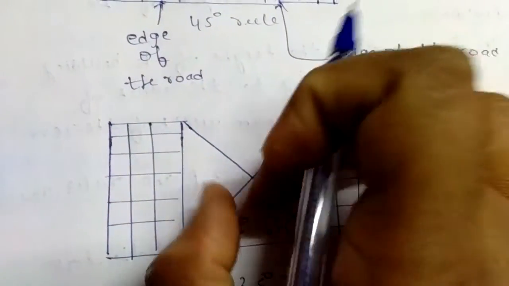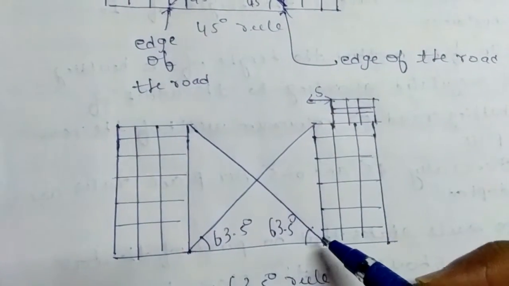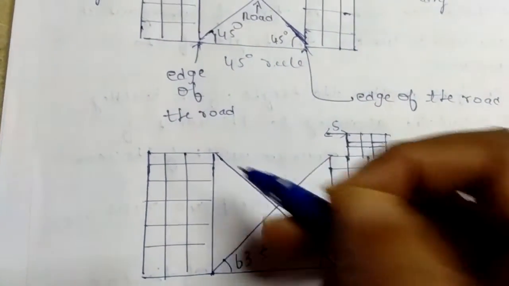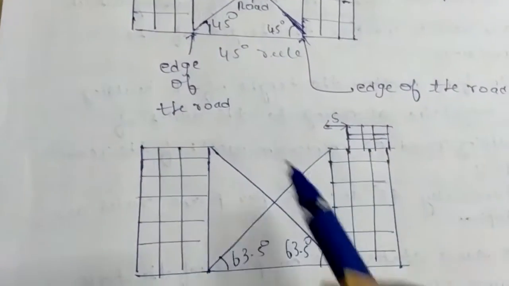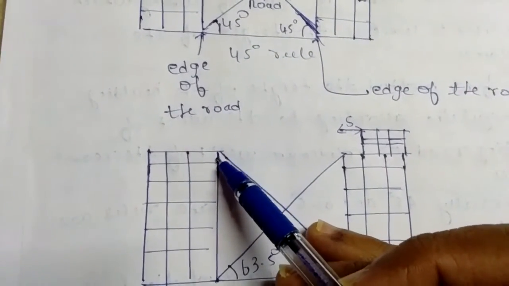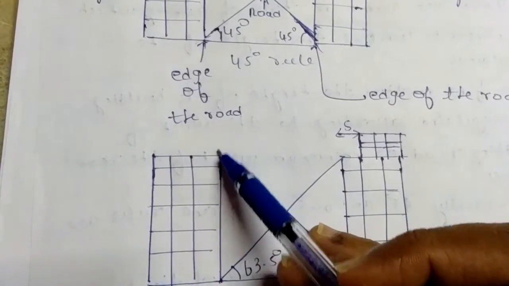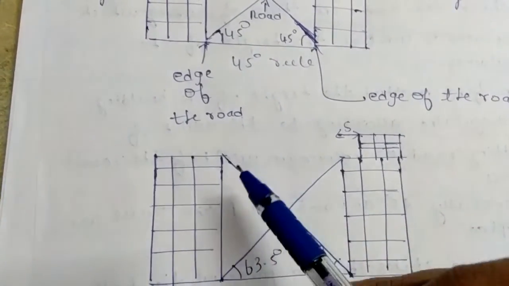This is the road width, okay? This is completely road, and this is the road width. So take a line which is at 63.5 degrees to the horizontal. It will just touch the height of the building. That is, the height of the building should not cross this line, okay? The height of the building should not cross this line.